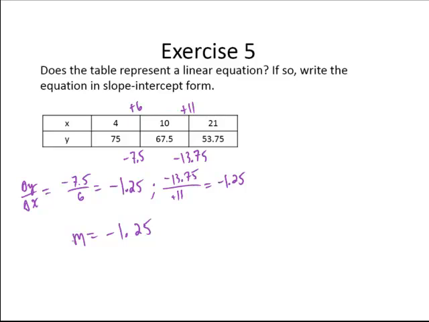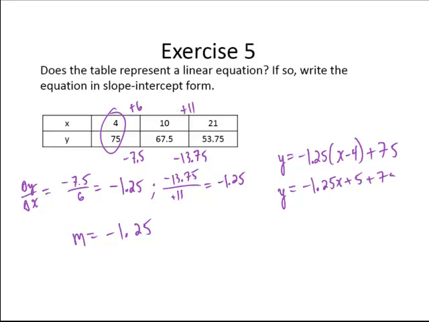Using the point-slope form again, I don't see an ordered pair (0, something). So I'll use the ordered pair (4, 75), and I would write y equals negative 1.25 times (x minus 4) plus 75. Applying the distributive property, I have y equals negative 1.25x plus 5 plus 75. So y equals negative 1.25x plus 80, and that's the slope-intercept form.